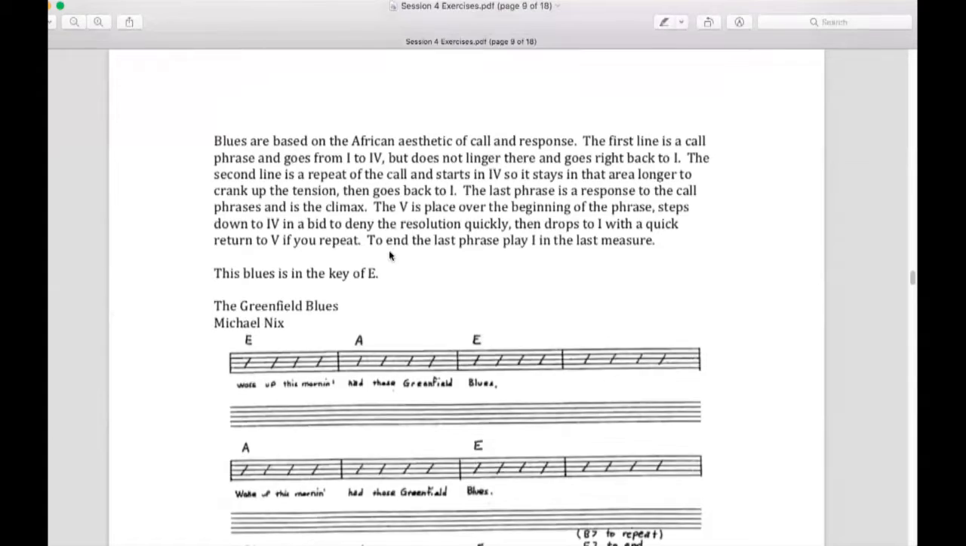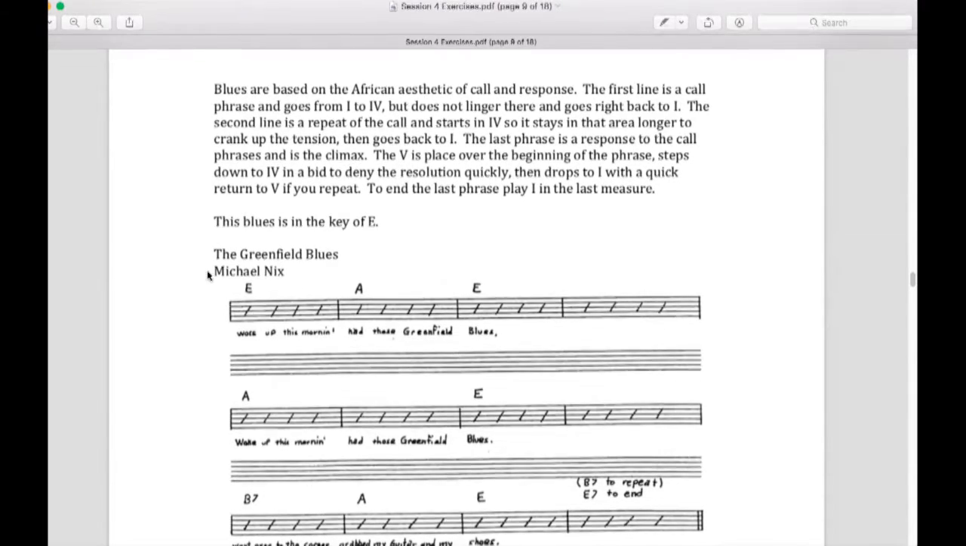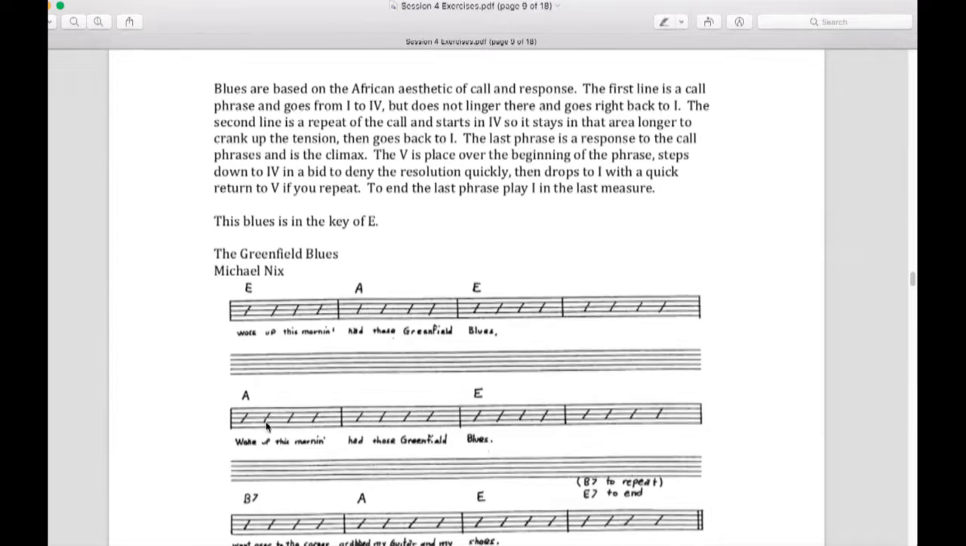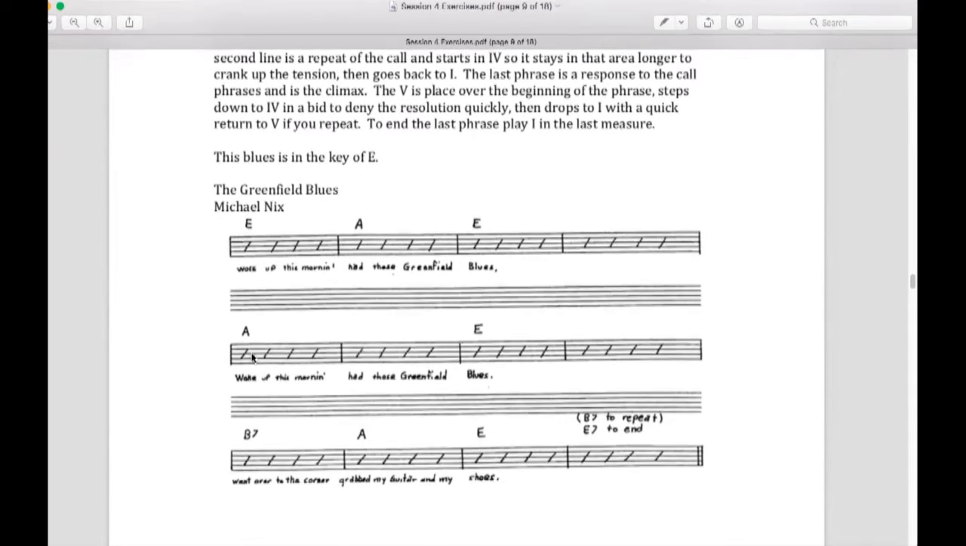So blues are based on the African aesthetic of call and response. The first line is a call phrase and goes from 1 to 4. Woke up this morning, I had those Greenfield blues, right? So it goes 1, 4, 1. The second line is a repeat of the call phrase. So it has the same words, right? And it lingers in 4. So we get, woke up this morning, I had those Greenfield. Then it goes back to blues. So you only have that intermediate area.